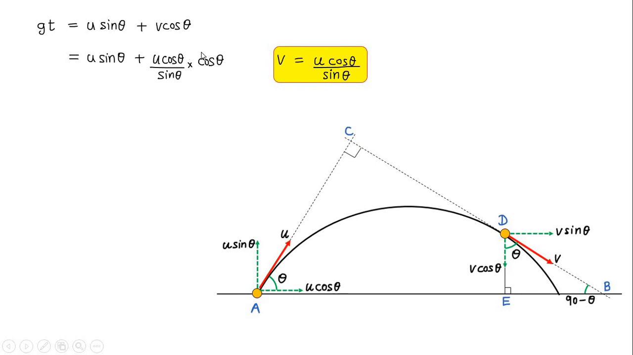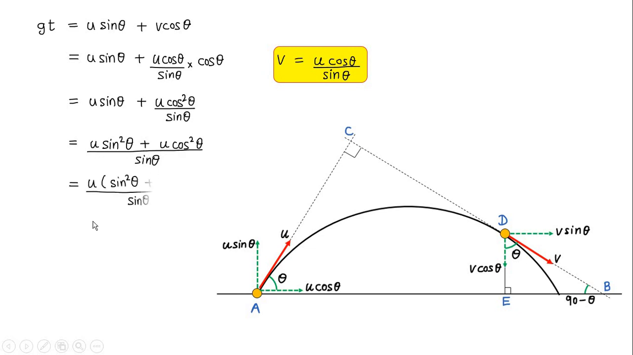Now this cos theta and cos theta will get multiplied and we will get cos squared theta in the next step. Now we have to add both these fractions. By the cross multiplication method, u sin theta into sin theta becomes sin squared theta, plus u cos squared theta, the whole thing divided by sin theta. Now in this numerator, as you can see, u is a common factor, so we take u common and we get in the bracket sin squared theta plus cos squared theta. It's a well-known identity that sin squared theta plus cos squared theta is equal to 1. So u into 1 upon sin theta. So gt is equal to u by sin theta. Therefore you can bring this g below the denominator and we get the value of t. t is equal to u divided by g sin theta. Hence the problem is solved.